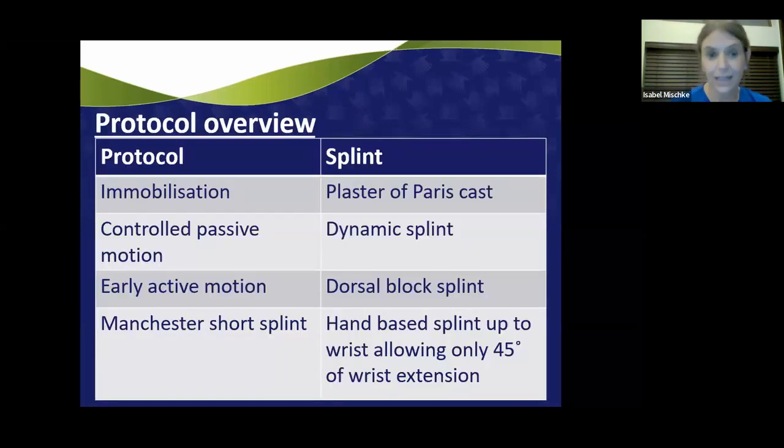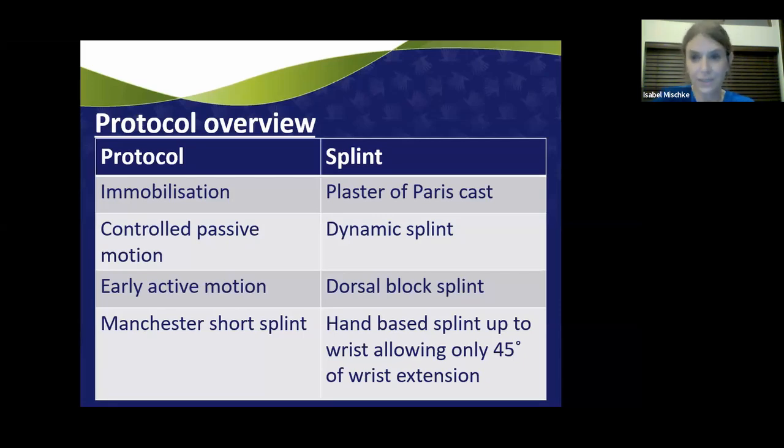So basically, we have had the poll on the immobilization, controlled passive motion, early active motion protocols, and then Manchester short splint. Just to mention, the Manchester short splint is usually mostly used for zone 1 and zone 2 flexor tendons because it allows synergistic motion of the wrist of 45 degrees. And in some instances, some of the protocols overseas use the Manchester short splint later on in their protocols, but for the purpose of this tool, we are going to focus on the early active motion protocol.